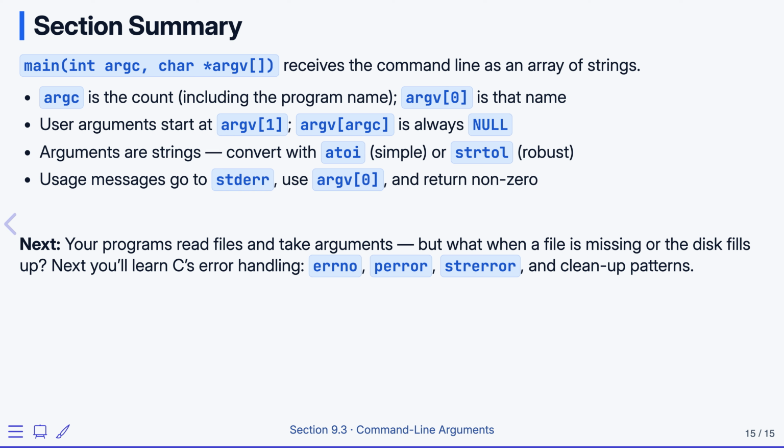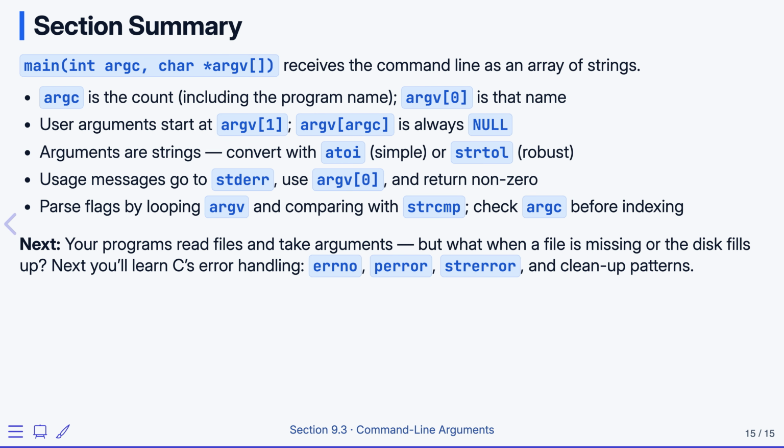Use argv0 for the program name, and return a non-zero exit code. And you parse option flags by looping through argv and comparing each argument with strcmp.